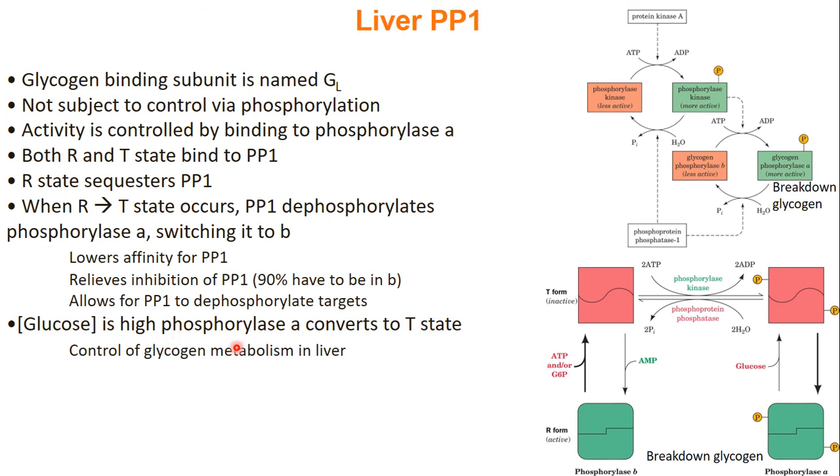Glucose is high, phosphorylase A goes to the T state, then you're controlling glycogen metabolism in the liver.